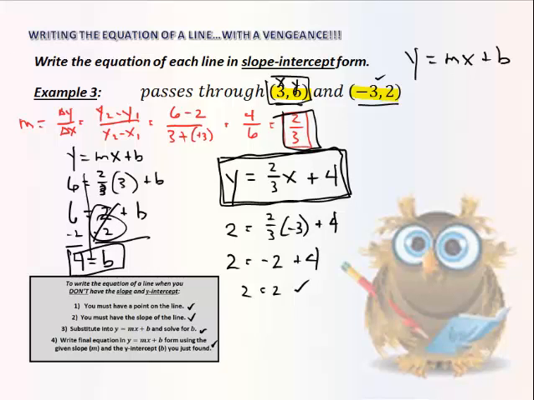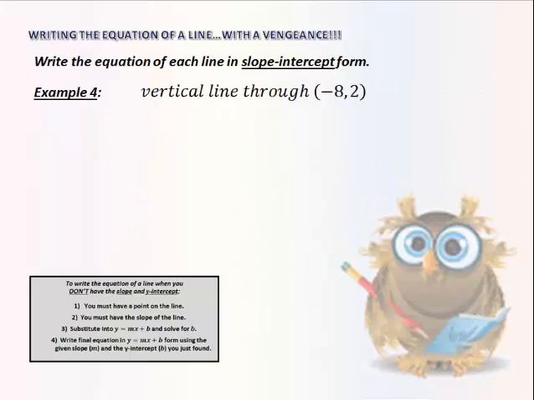Alright, we got one more example. In this example, we want to write the equation in slope-intercept form. Again, y equals mx plus b. We have a vertical line through the point (-8, 2). Okay, so we have to have a point on the line. There's our point on the line.